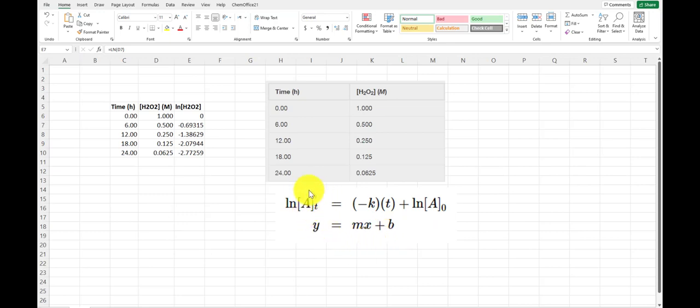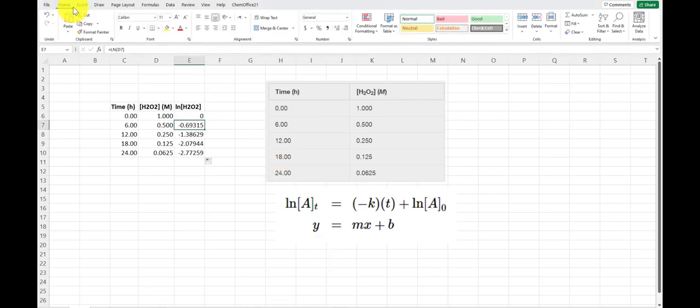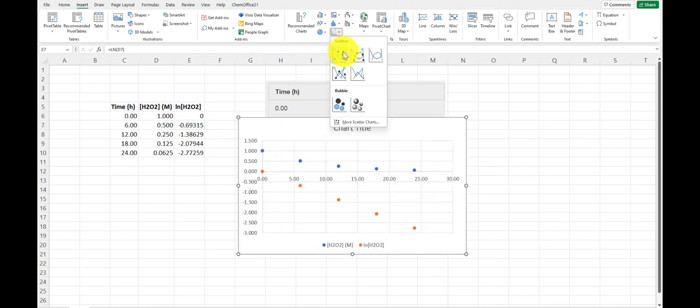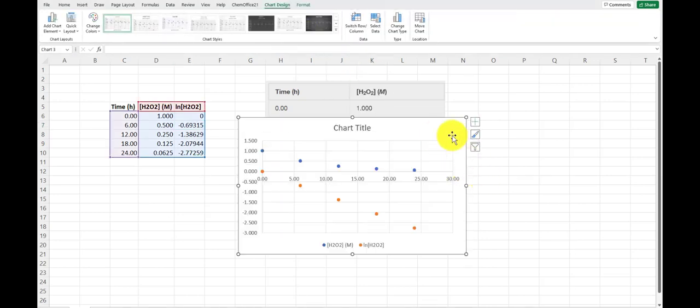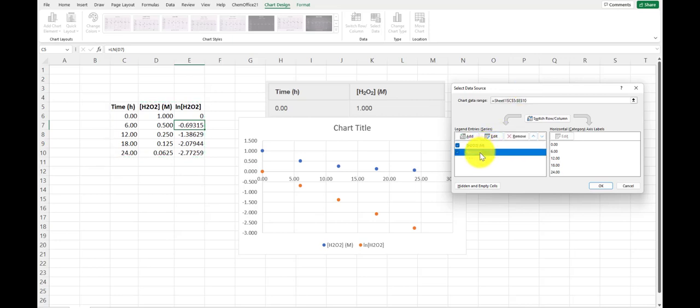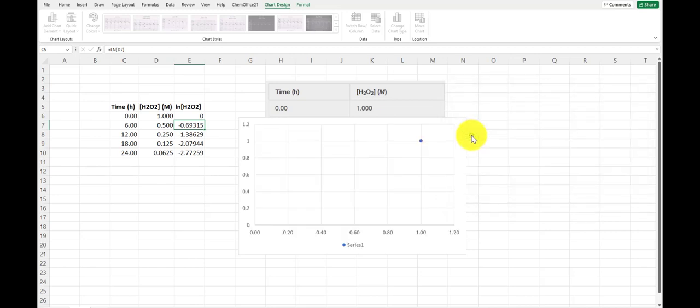Now we need to make a plot of this natural log of H2O2 versus time, and that should tell us whether or not this is a linear first order reaction. So to make a plot, if it's been a little while, typically you're in this home tab, click the insert tab, go all the way over here to charts, and then click this scatter chart that looks like that. And I'm going to now click this chart, go up here to select data, and I am going to get this dialog box. I am going to remove both of these because they are not what I want to plot. And I'm going to add a new entry.